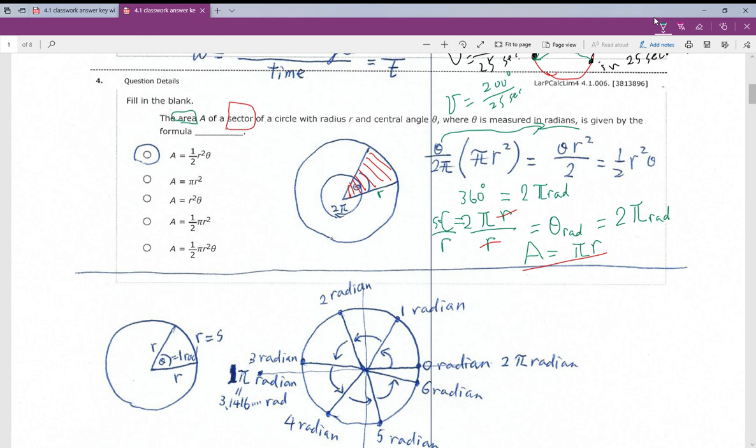Okay, I will end number 4 here, and the rest of the classwork I will do next time.